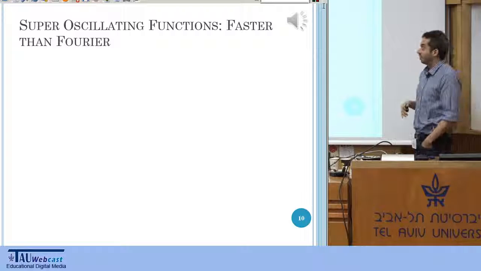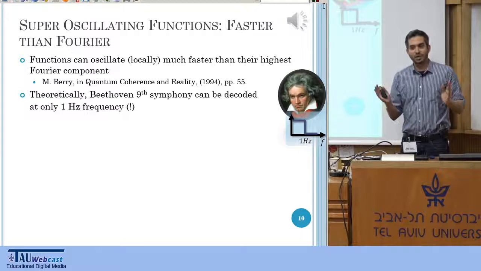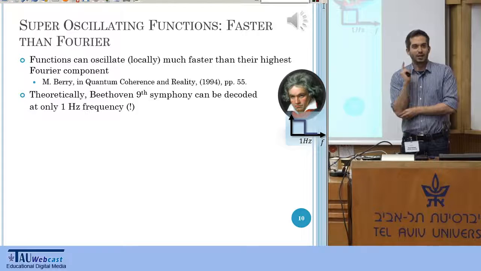And in 1994, Berry made the following claim. He said, we can take Beethoven's Ninth Symphony. It is 1 hour and 5 minutes. And you can encode it in a 1 hertz band-limited function.